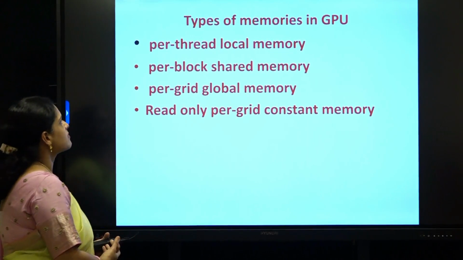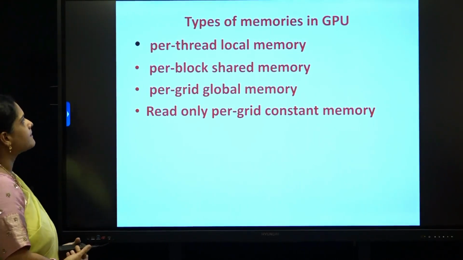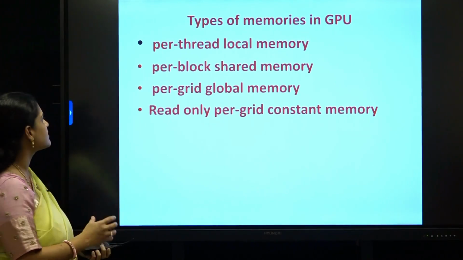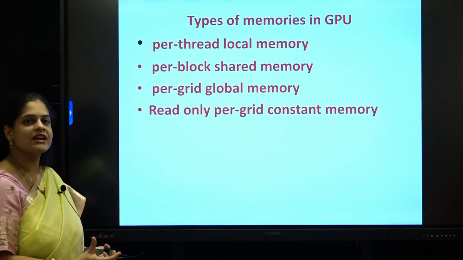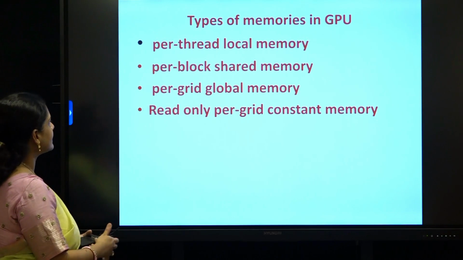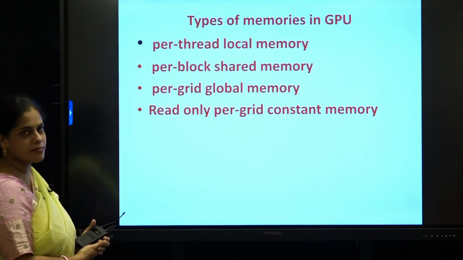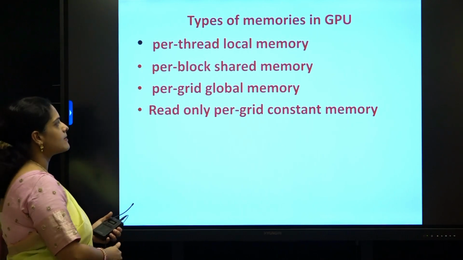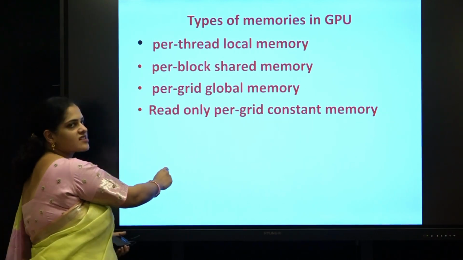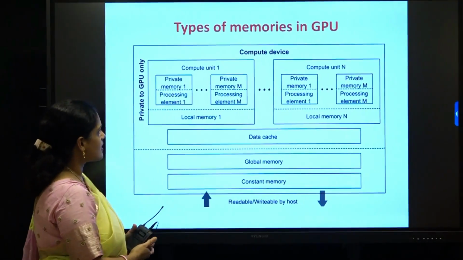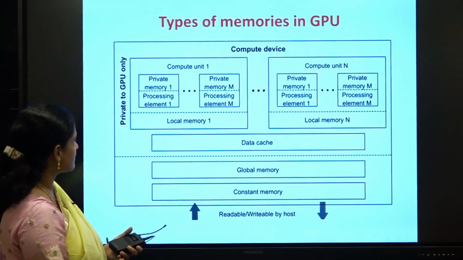So, the types of memories that are present in the GPU are per thread local memory. Now we have an idea of what is a grid, what is a block, what is a thread in terms of software. So, per grid global memory, per block shared memory, per thread local memory, and per grid constant memory, which is a read only memory. So, this is a GPU device where we have different types of memories.